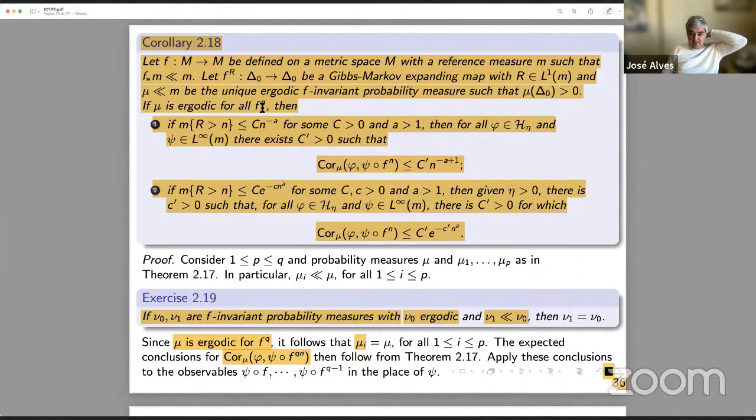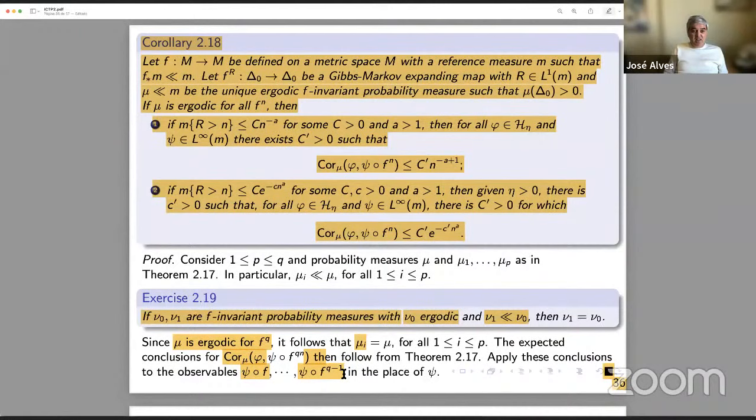And now we have the decay of correlations for mu, still with the power q. But we want to have this for psi, and we can apply this, instead of psi, to psi composed with f, up to psi composed with f composed with q minus one. If you apply this to all of these, you obtain the decay of correlations for f, because you obtain it for the multiples of q, multiples of q plus one, and so on. So this is a simple exercise as well.